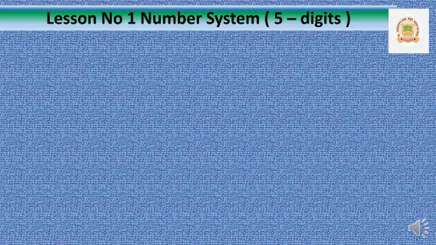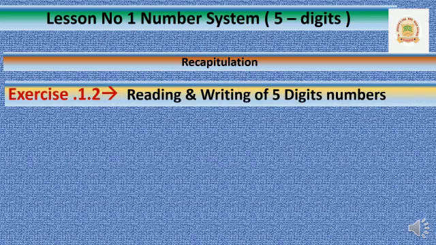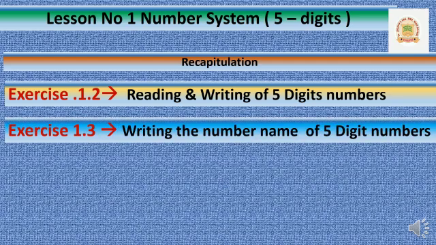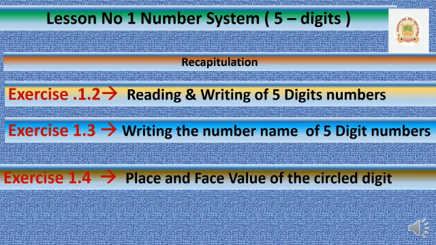Children, in the last video, we have learned lesson number 1, exercise 1.2, reading and writing 5-digit numbers. Then exercise 1.3, writing the number name of 5-digit numbers. In exercise 1.4, place value and face value of the circled digit. These concepts we have learnt in the last video. In today's video, we are going to learn the next and remaining part of lesson number 1.